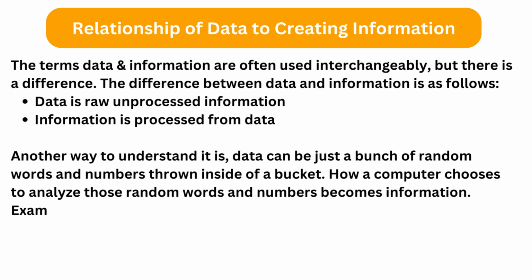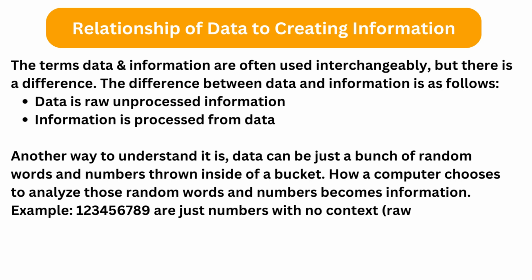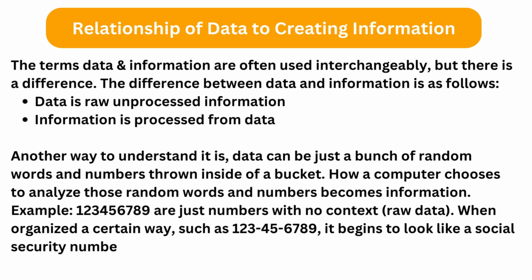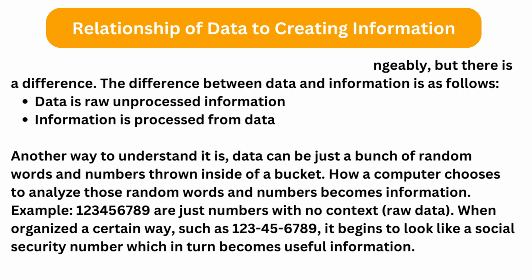Example, 1 2 3 4 5 6 7 8 9 are just numbers with no context, raw data. When organized a certain way, such as 123-45-6789, it begins to look like a social security number, which in turn becomes useful information.